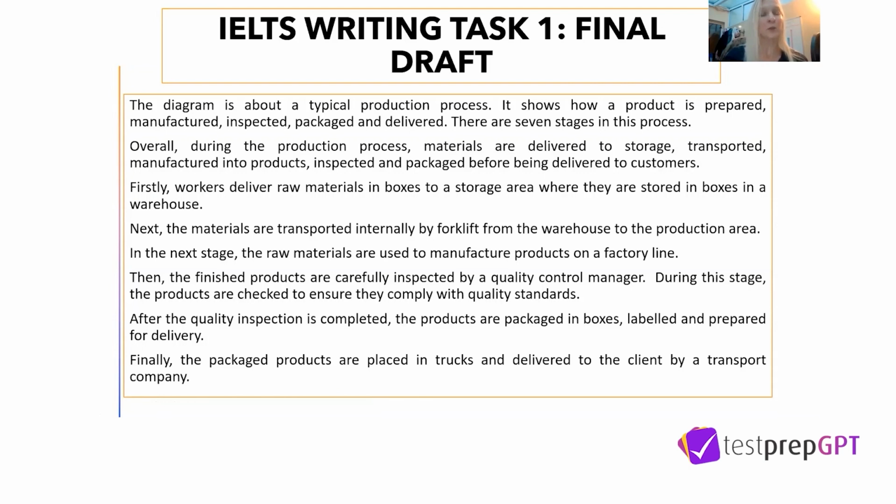Next, the materials are transported internally by forklift from the warehouse to the production area. In the next stage, the raw materials are used to manufacture products on a factory line. Then, the finished products are carefully inspected by a quality control manager. During this stage, the products are checked to ensure they comply with quality standards. After the quality inspection is completed, the products are packaged in boxes, labeled, and prepared for delivery. Finally, the packaged products are placed in trucks and delivered to the client by a transport company.